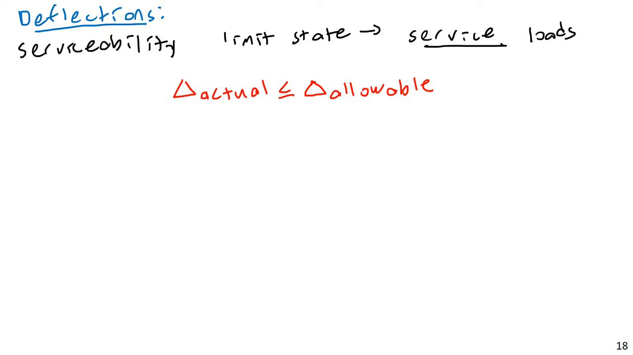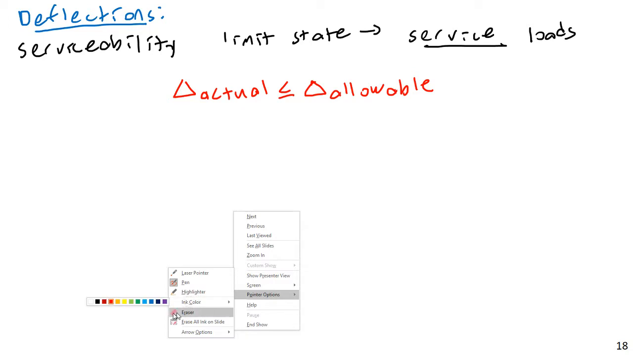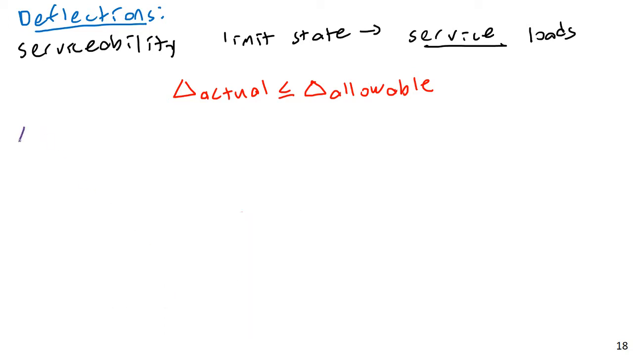So let's first look at delta actual. And notice there's no factors on this. There are no factored loads here. Let's break this down. Delta actual: the actual deflections present on the structure. How can you find this? Or present on a particular beam?